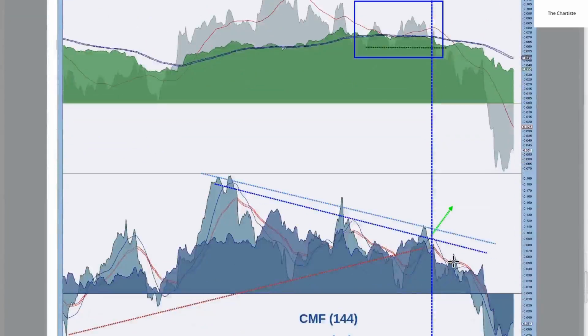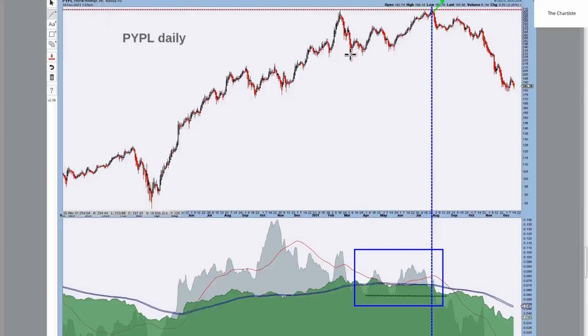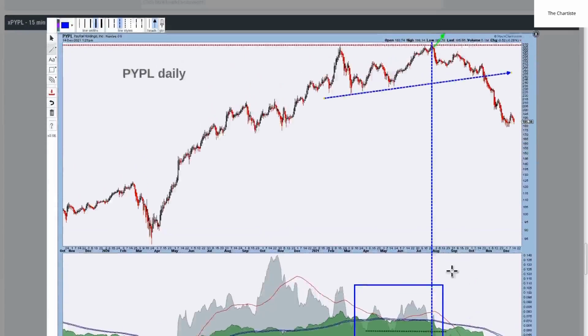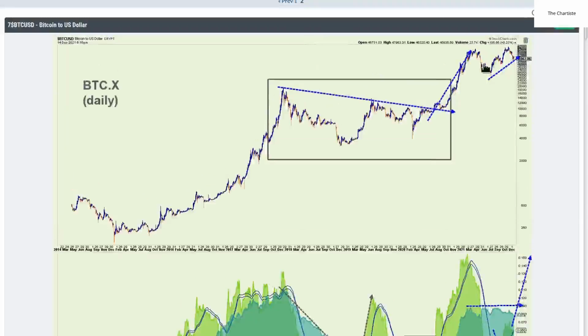Shortly after that, falling and crossing the zero line, and you have confirmation of that breakdown here. Everything is falling. Now let's look at some other charts.